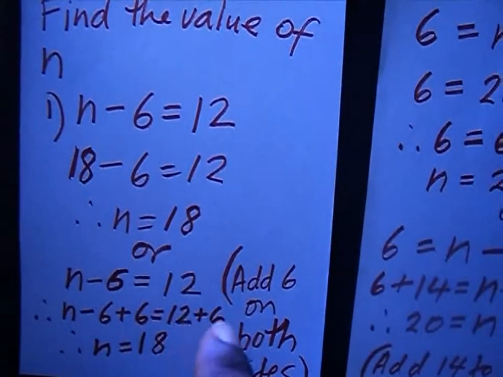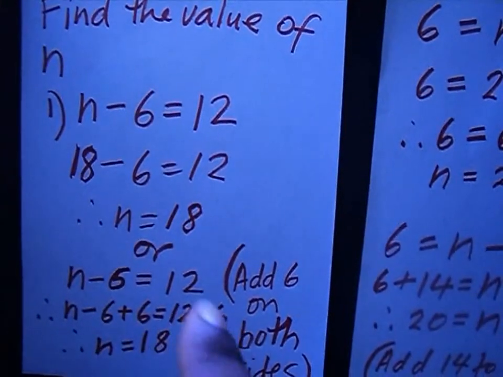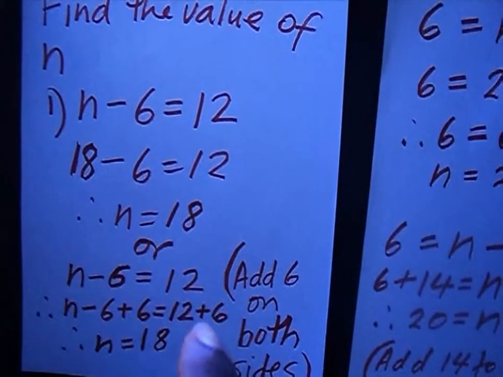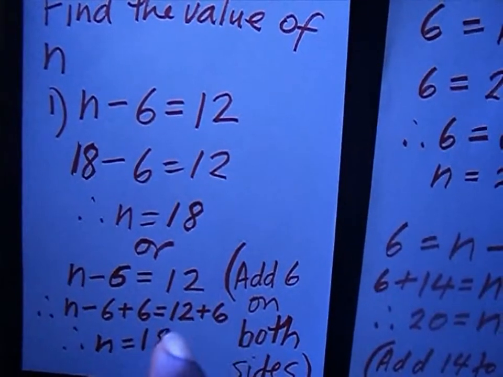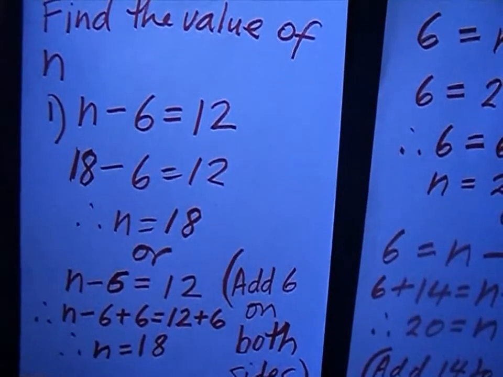Of course, 12 plus 6. I add 6 here, I add 6 here. I add 6 on both sides. So I add 6 here, it will give you 0, and I add 6 to the 12 to give me 18. So n is equal to 18. You add 6 on both sides.